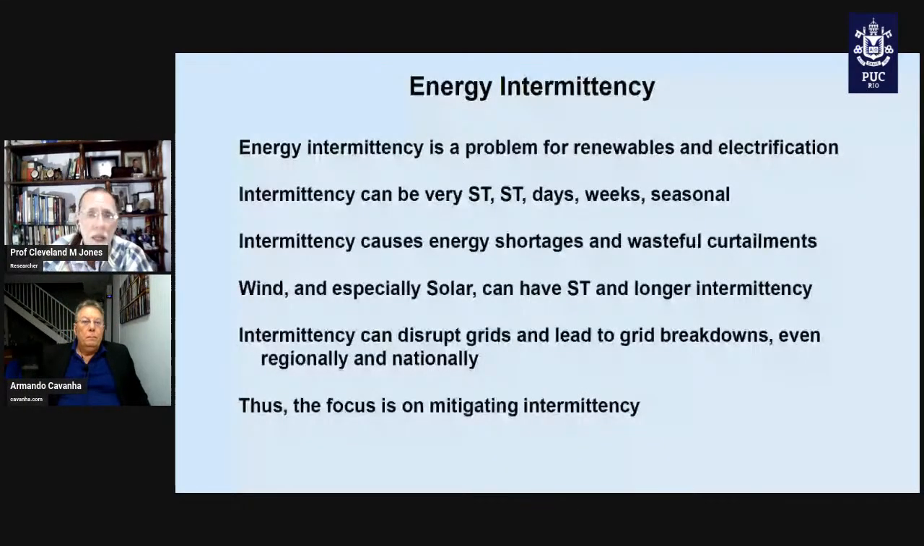This is basically what we were saying. Energy intermittency is a problem, especially for renewables and for this so-called electrification that will solve everything. No, electrification brings intermittency as a problem, so that has to be considered. And then it is also important to be able to distinguish the kinds of intermittency that we're talking about.